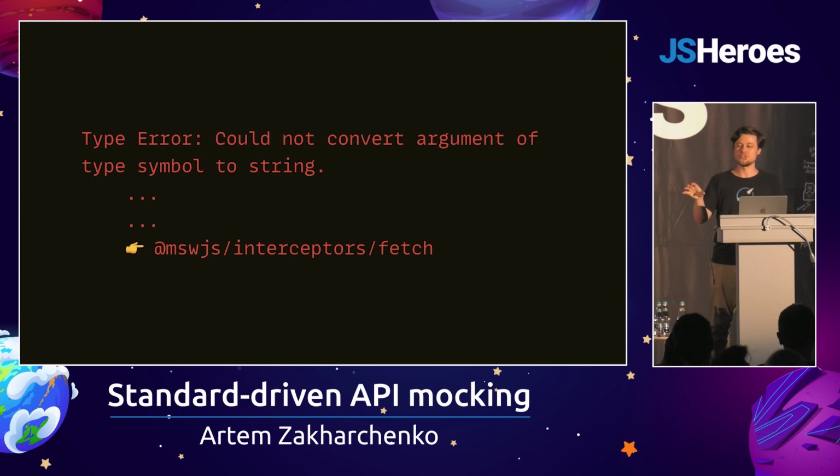So he sent me a screenshot of the failing CI where there was this exception: Could not convert argument type symbol to string. Cryptic messages, love them. And somewhere in the stack trace, there was a pointer to MSW, to one of the libraries. So I had to look into this.